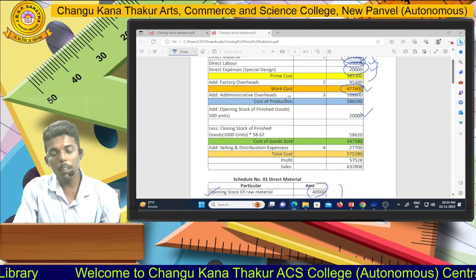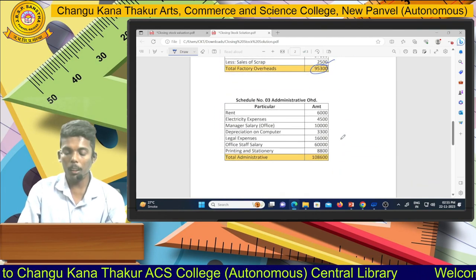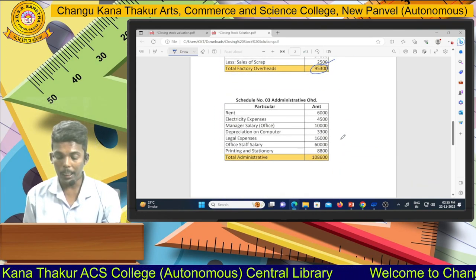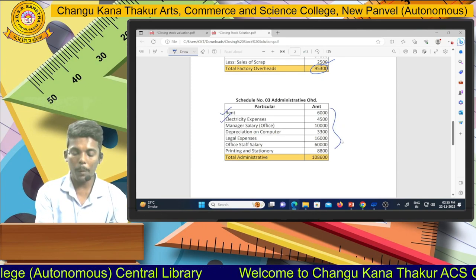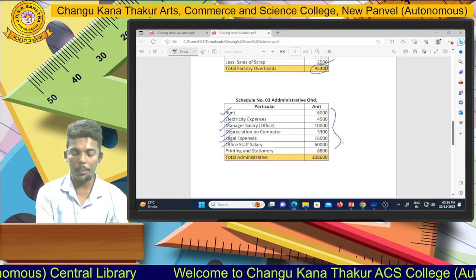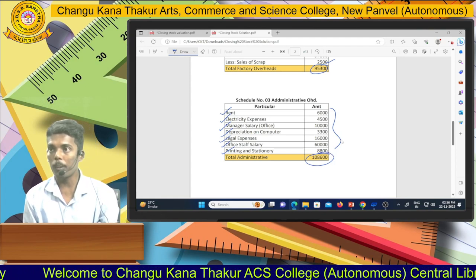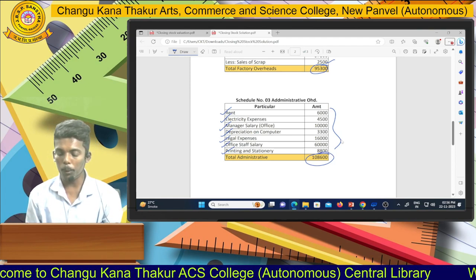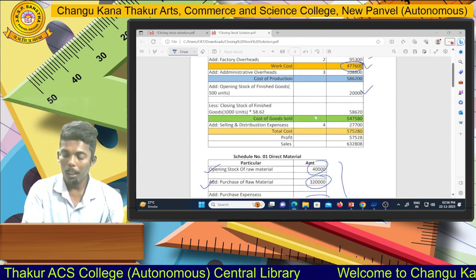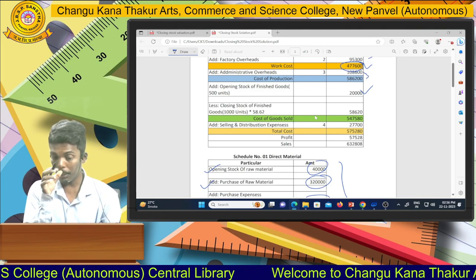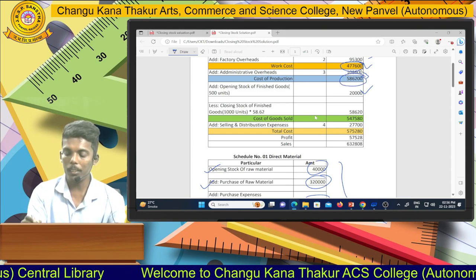See how to calculate cost of production: work cost plus administrative overhead. Then we go to working note number 3, administrative. In the administrative overheads we add rent, electricity, manager salary, depreciation, legal expenses, office, then printing and stationery. After adding all components of the cost, we get the exact amount of the administrative overheads, that is nothing but rupees 1,08,600. After adding 1,08,600, we get the amount of the cost of production, that is nothing but 5,86,200.